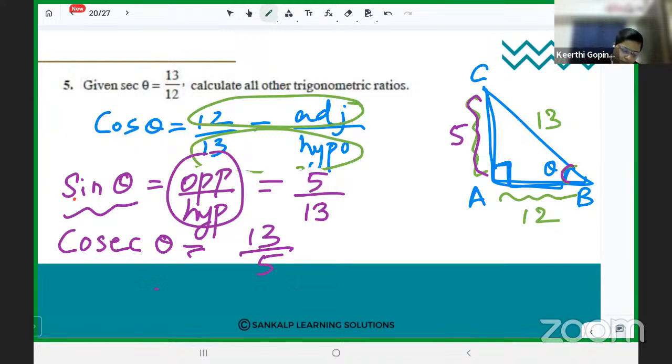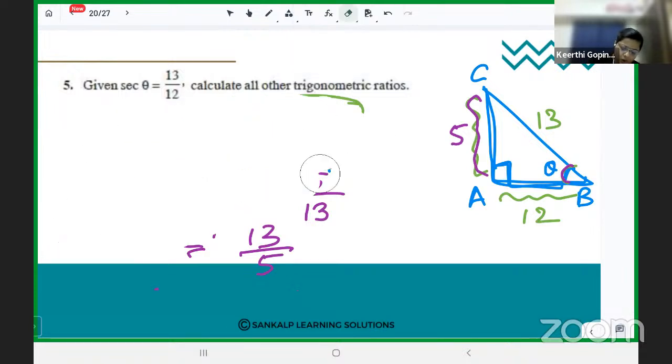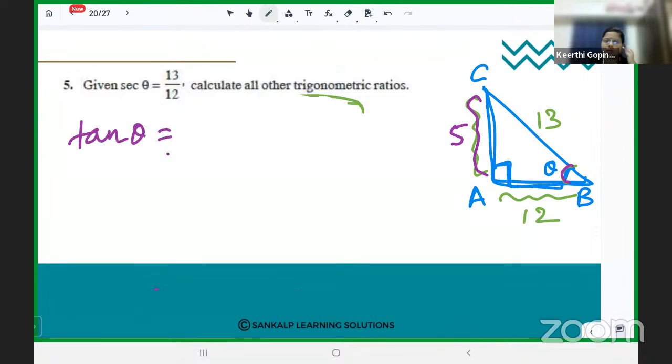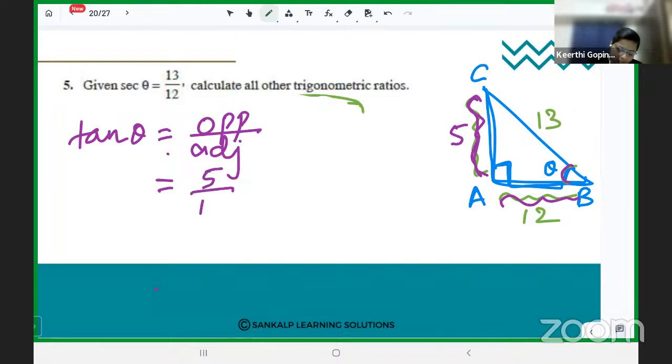Now what we have to find out? We have to find out tan theta, right? Sec theta and cos theta we have already obtained. So we have to find out the value of tan theta. What is tan theta? Tan theta is nothing but opposite by adjacent. What is the opposite side here? Opposite side is 5. And what is the adjacent side here? Adjacent side is 12. So it is nothing but 5 by 12. So we obtained the value of tan theta.